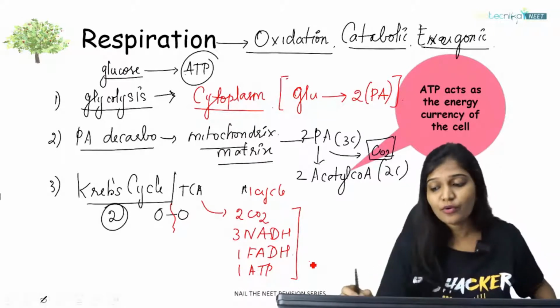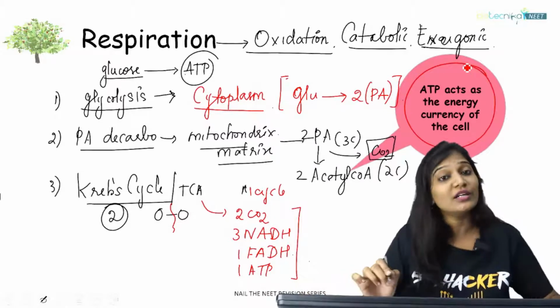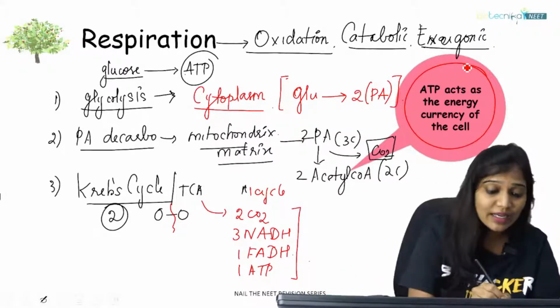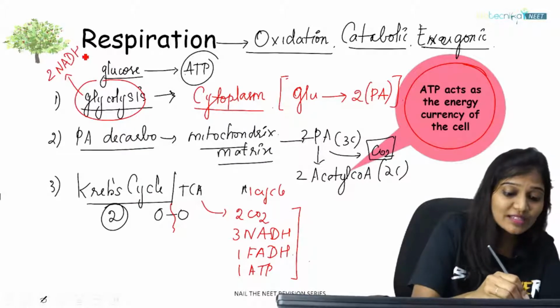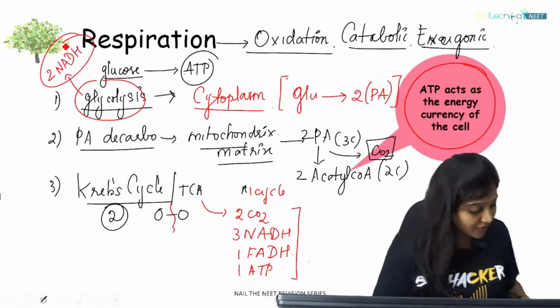Now, I already told you ATP is the energy currency, but in glycolysis we saw there are two NADH formed, which cannot be used as such. It is an indirect source of energy, right?